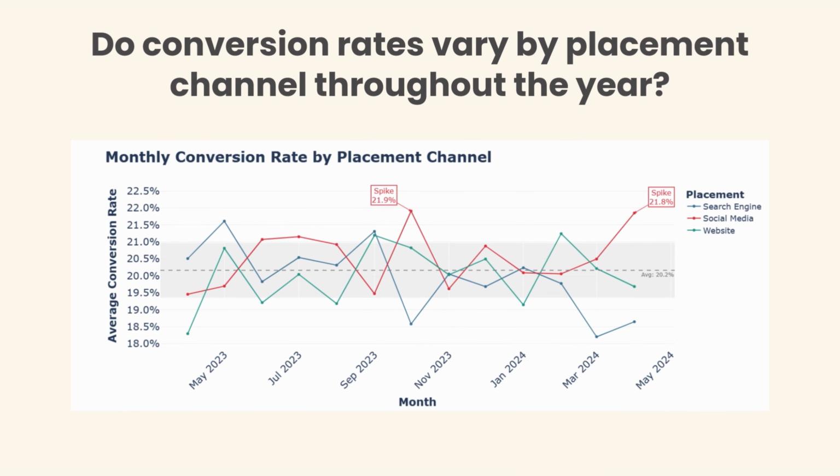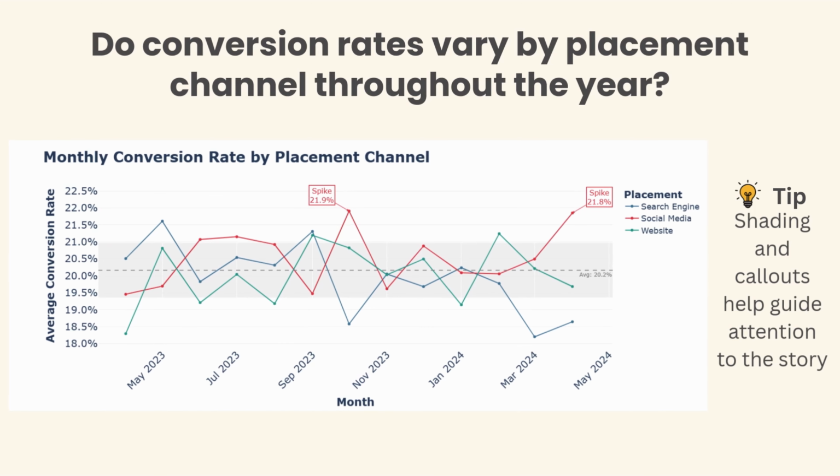So here's the final chart, and you can see that shading and callouts really help guide the viewer's attention to the story. Finally, let's look at how income and conversion rate are related. In other words, is higher income correlated with higher conversion rates? And we'll look at this specifically for food ads.